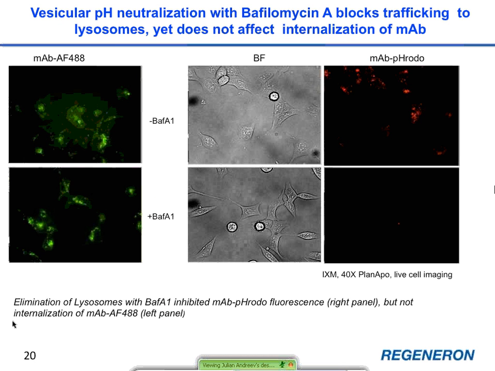On the next slide, stable cell lines of tumor cells overexpressing the target were treated with monoclonal antibody conjugated to Alexa Fluor or monoclonal antibody conjugated to pHrodo for 24 hours with or without bafilomycin. As you can see, elimination of lysosomes with bafilomycin inhibited antibody pHrodo fluorescence, but not Alexa Fluor fluorescence, which is localized in the vesicles. You can see it on the left panel. And that further confirms the mode of action of bafilomycin. It inhibits lysosomes, eliminates lysosomal vesicles, but does not prevent internalization.